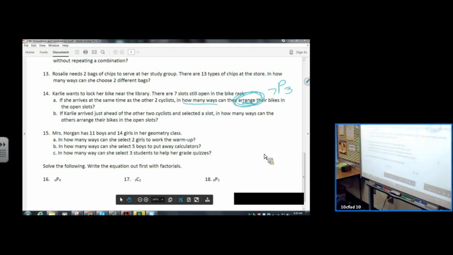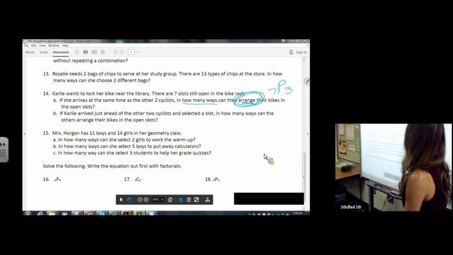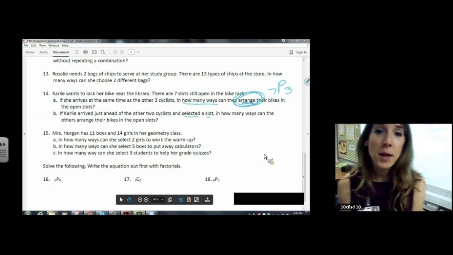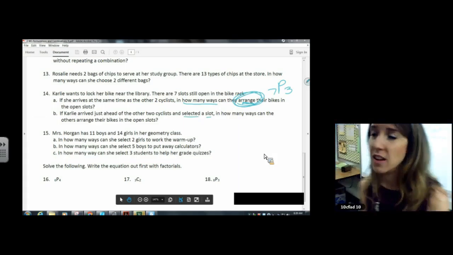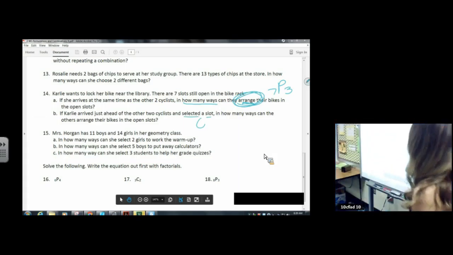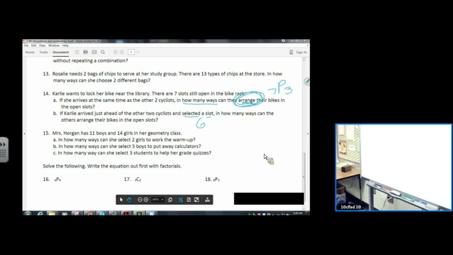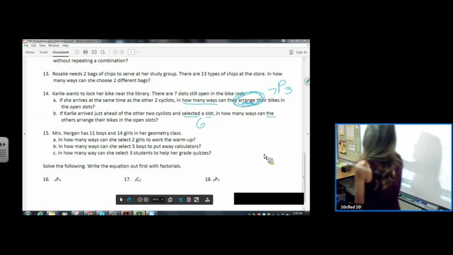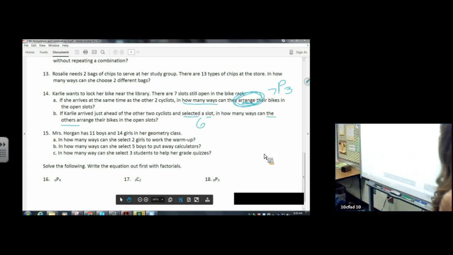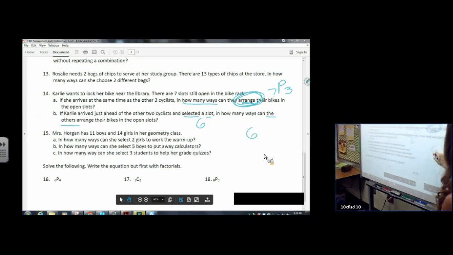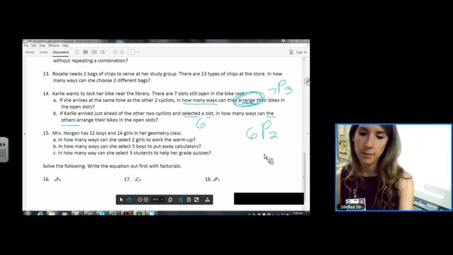You can put that in your calculator. Ooh, part B. Carly arrived just ahead of the other 2 cyclists, and she selected a slot. So how many open slots are there now? There's only 6 open slots. How many ways can the others, there's only 2 left, arrange their bikes? The word arrange is still there, so there's 6 slots. It's a permutation, and 2 people are trying to arrange them.